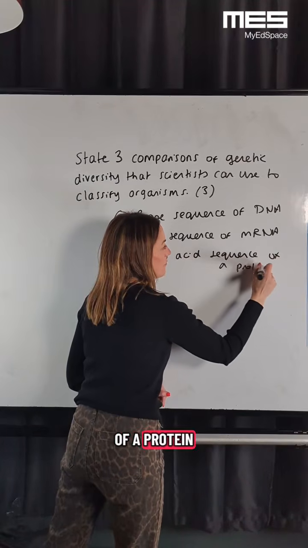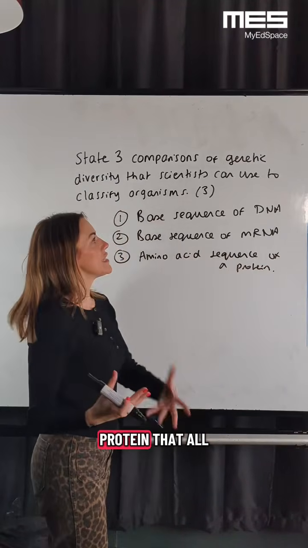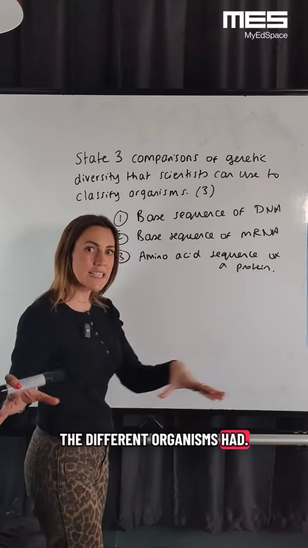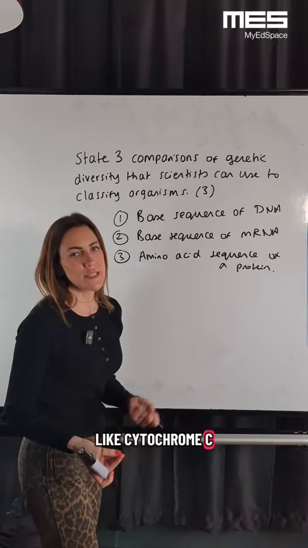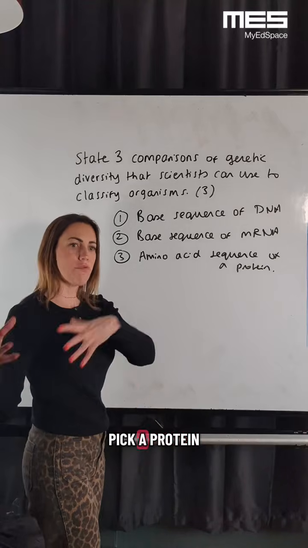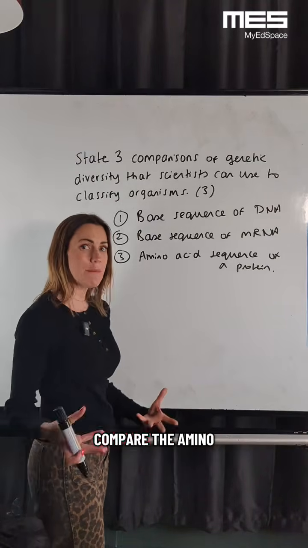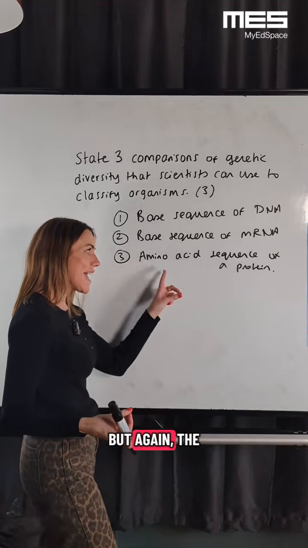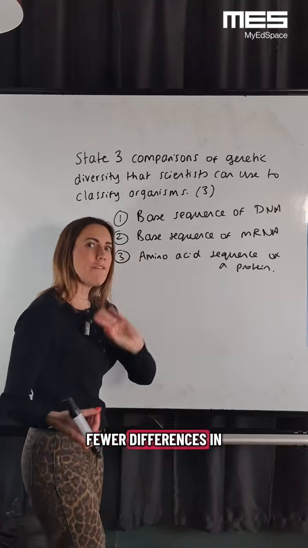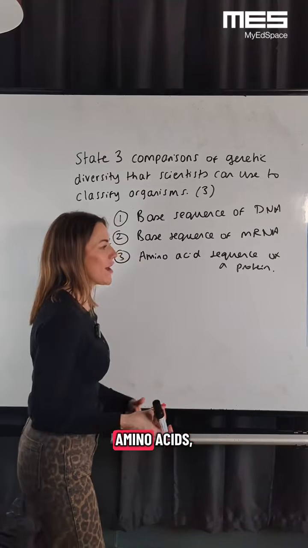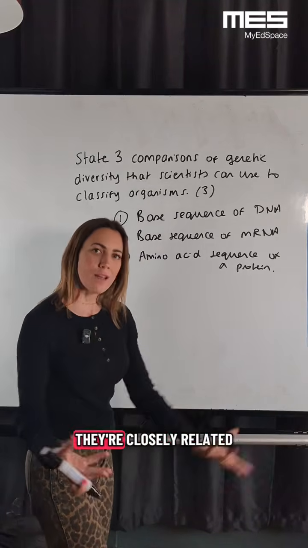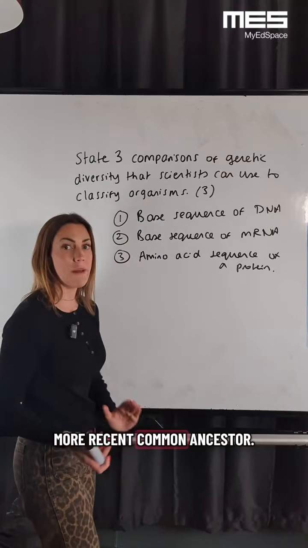And you'd have to pick a protein that all the different organisms had, like cytochrome C is one that's often used. You'd have to pick a protein that they all had so you could compare the amino acid sequence. But again, the fewer differences in the sequence of amino acids, the more likely it is that they're closely related and shared a more recent common ancestor.